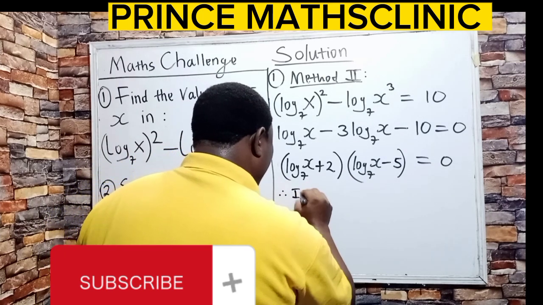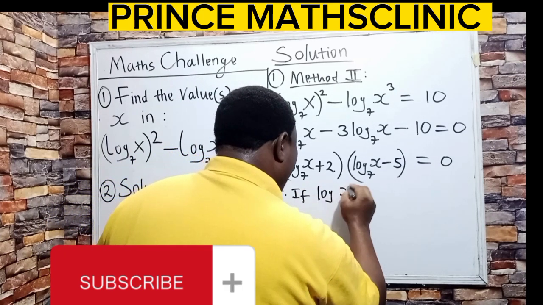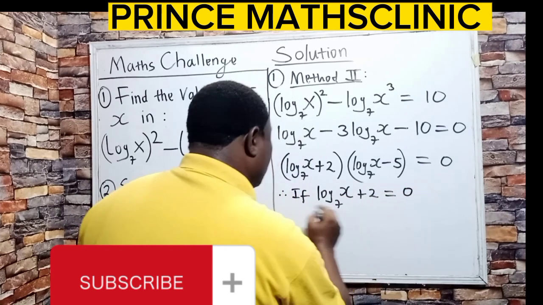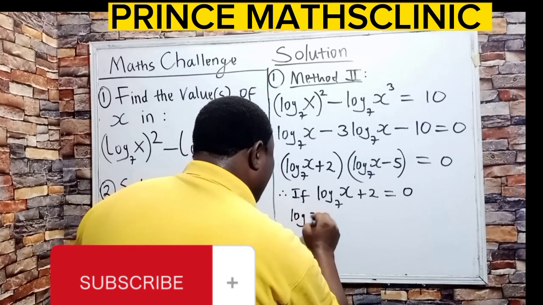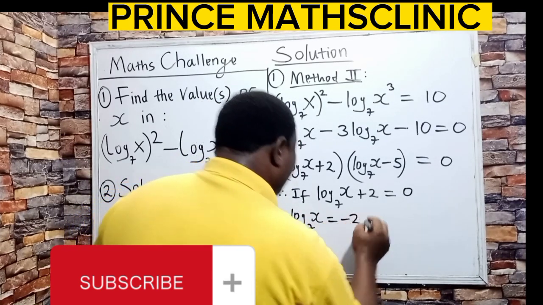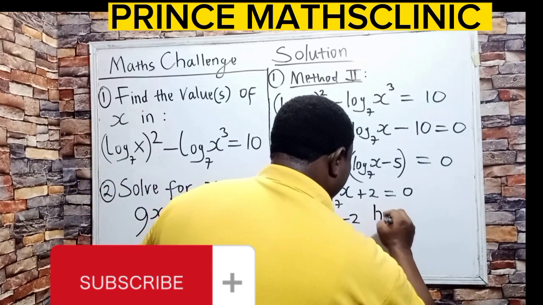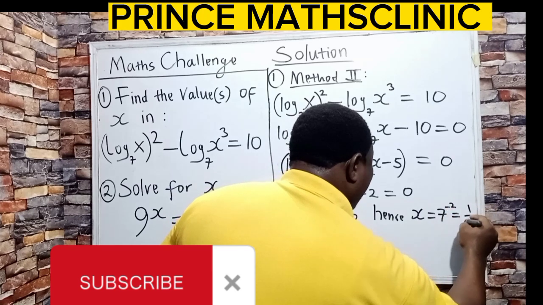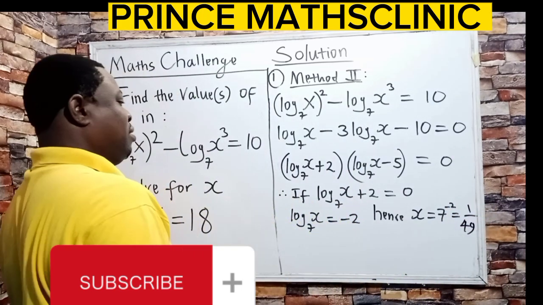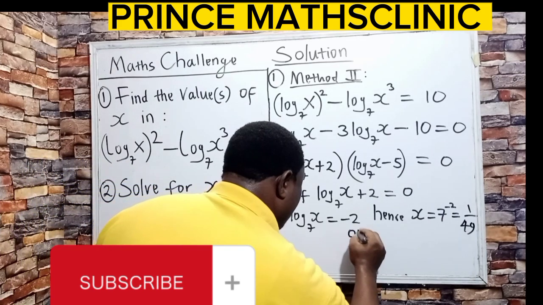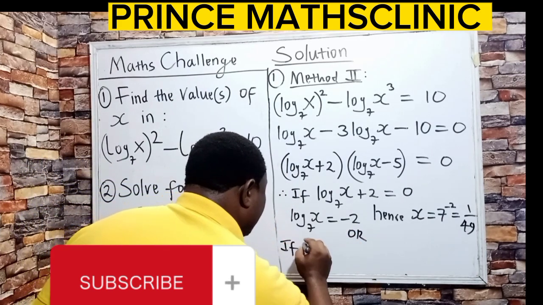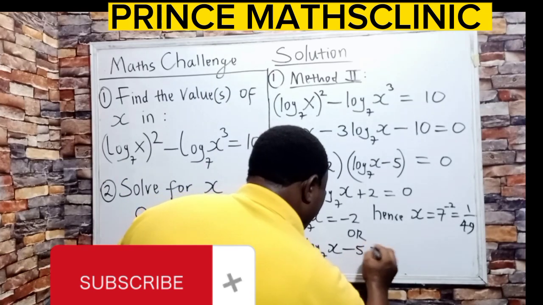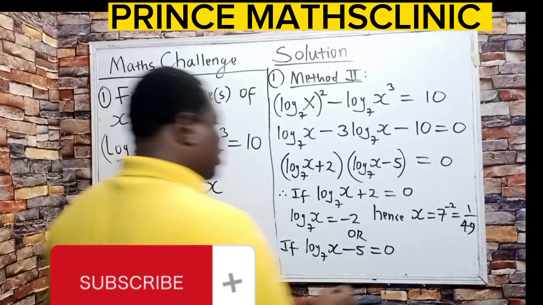Therefore, if log x base 7 plus 2 equals 0, then it means that my log x base 7 equals negative 2. Hence, x is equal to 7 to the power of minus 2, which is 1 over 49. Or, if log x base 7 minus 5 equals 0, then what does this mean?